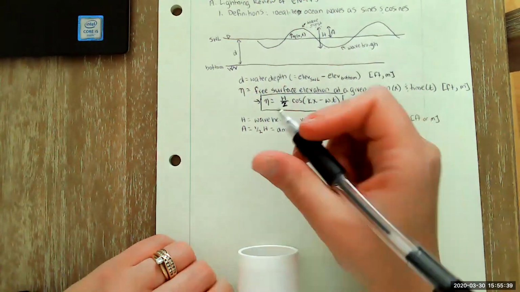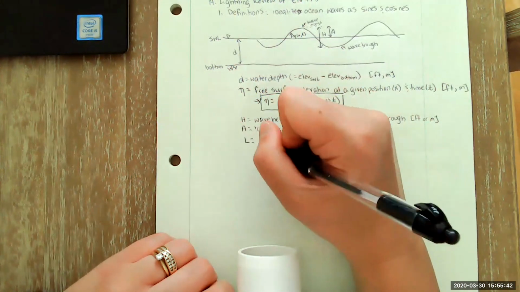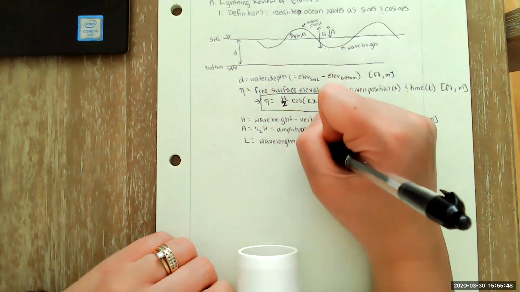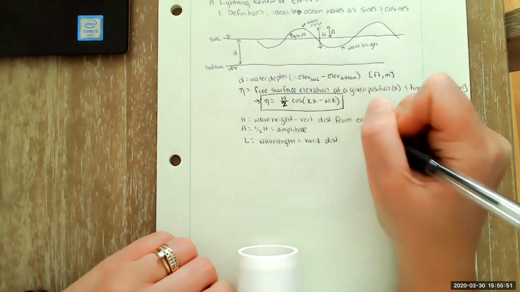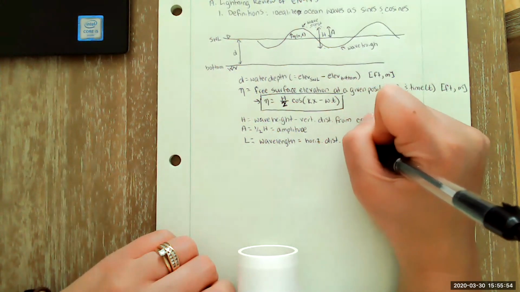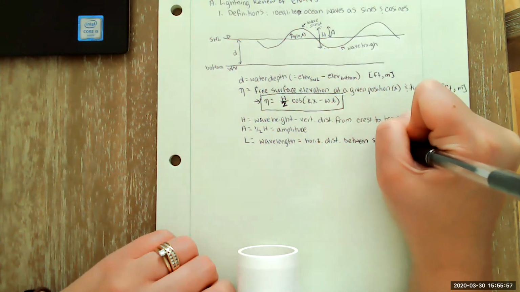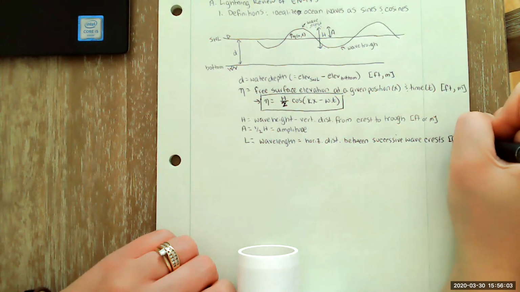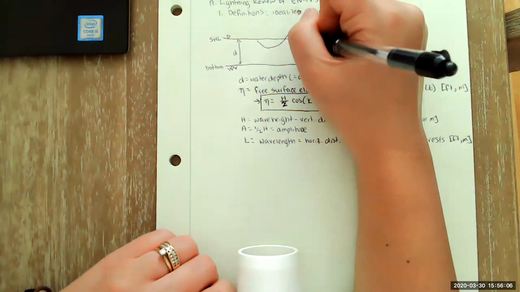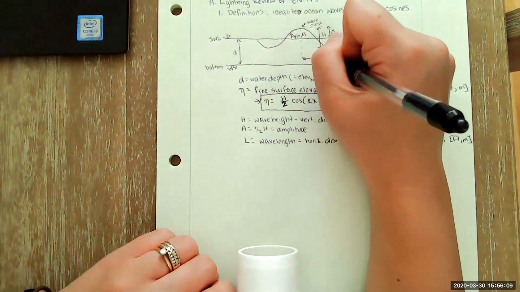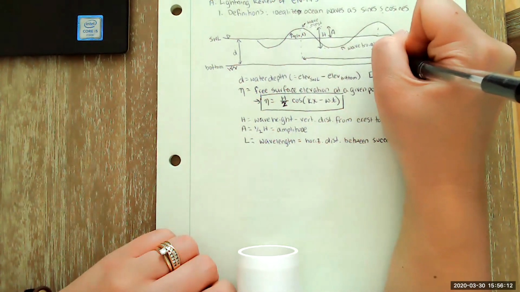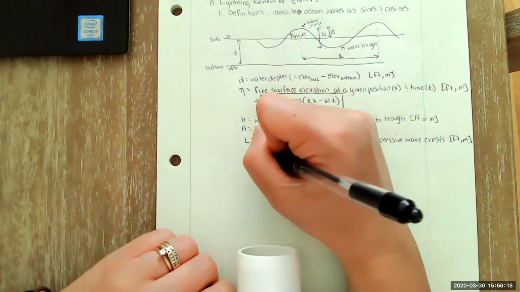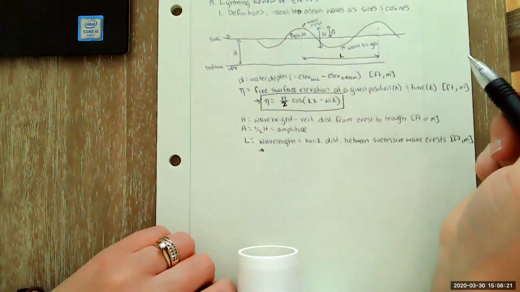And let's talk about our wavelength, L. This is the wavelength, which is the horizontal distance between successive wave crests. Again, this is a length, so feet or meters. We can draw that on this chart where I go between wave crest and wave crest. Here's my wavelength, L. Just as a general note, this isn't always the definition for wavelength.